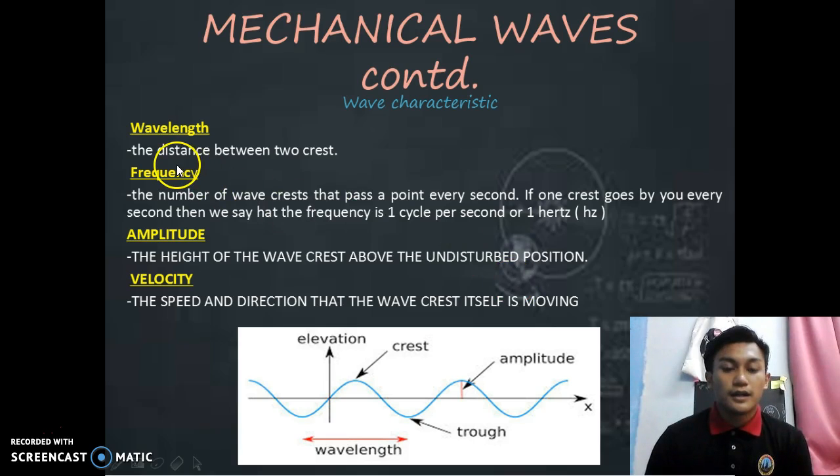Alright, what are the wave characteristics? Wavelength is the distance between two crests, here and here. Frequency is the number of wave crests passing a point every second. If one crest goes by every second, then the frequency is 1 cycle per second, or 1 Hz. Amplitude is the height of the wave from its rest position. Velocity is the speed and direction in which the wave crest itself is moving. See the figure here.